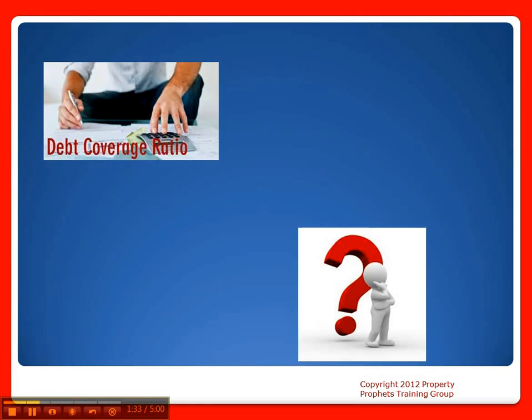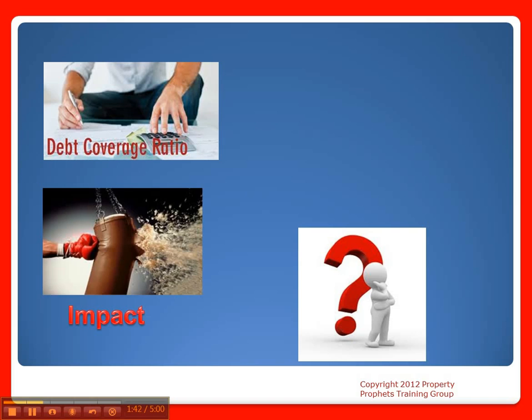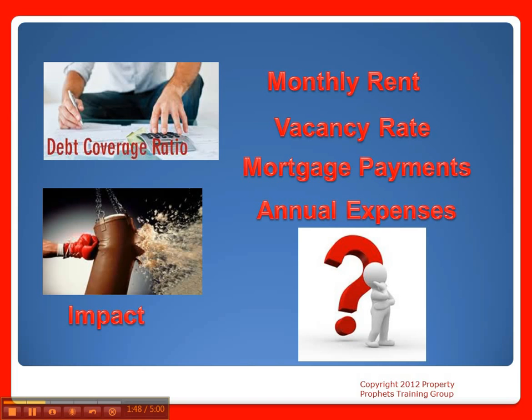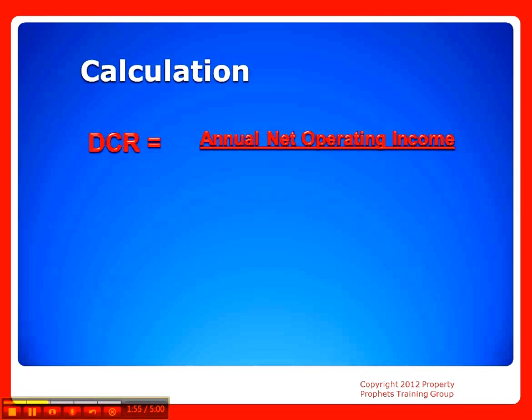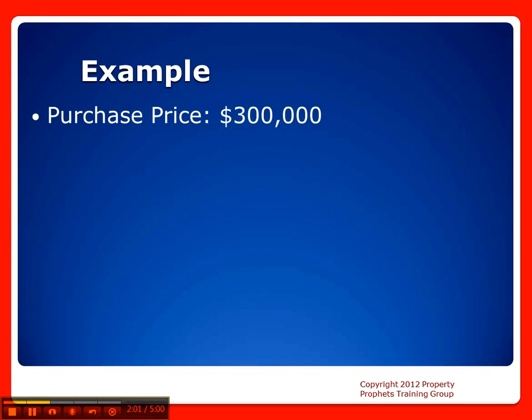So how do we calculate the debt coverage ratio? Here are the figures that have an impact on the calculation: monthly rent, vacancy rate, mortgage payments, and the annual overall expenses. So let's do a calculation. Here is the formula: annual net operating income, or NOI, over the annual debt service. Let's break this down into an example.